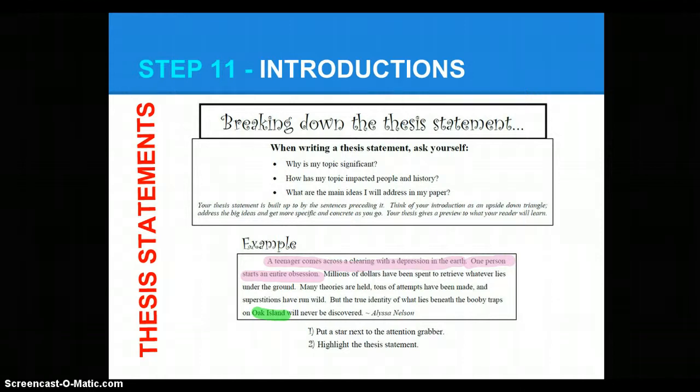Now, another thing I want to point out that she did really well in her introduction is she's going to talk about theories, she's going to talk about attempts, and superstitions. If you read the rest of her paper, which I don't have listed, she does talk about theories for a paragraph, attempts people have made, like people who have been searching for the treasure, and then the superstitions on the island. And so she did a really good job of adding these keywords.